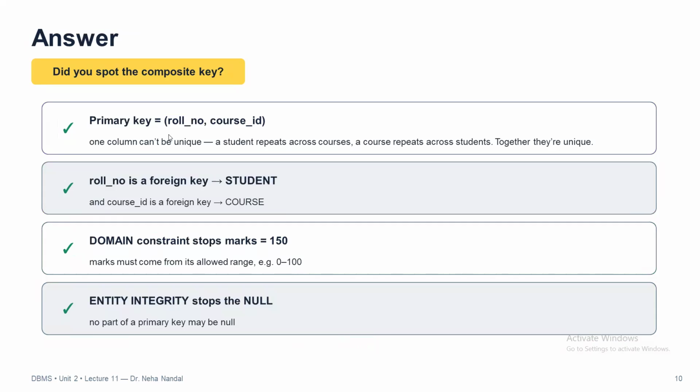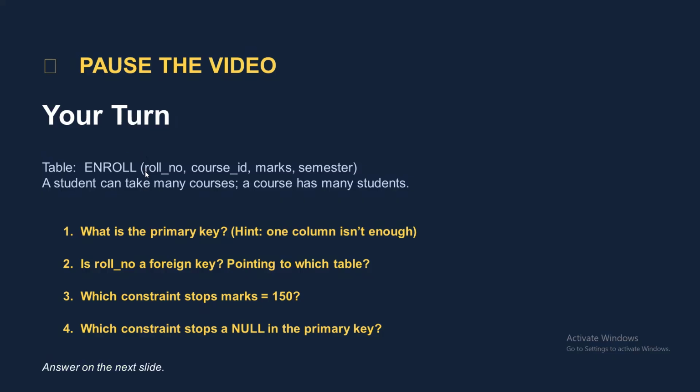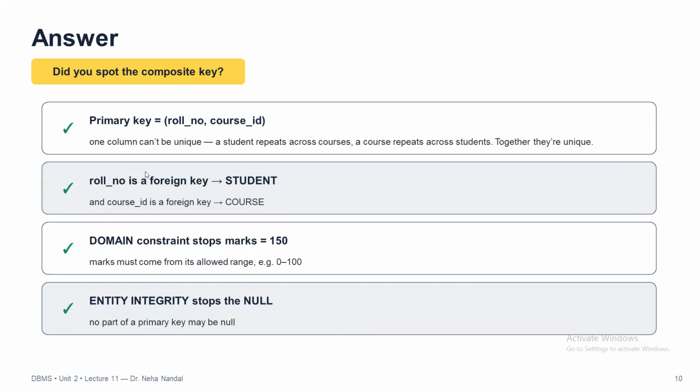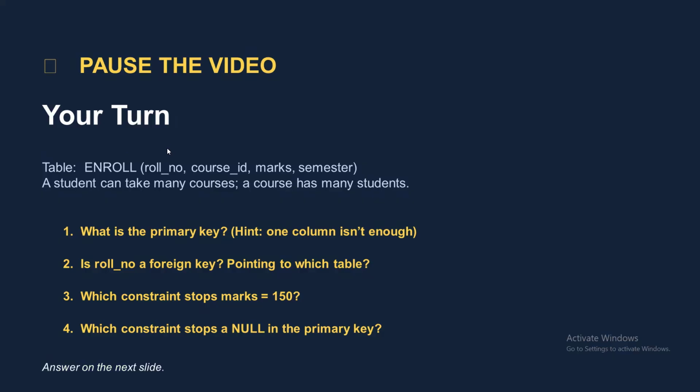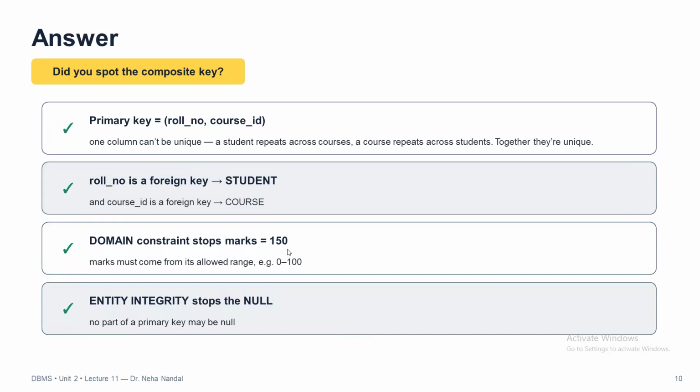So these are the answers. In this scenario, what will happen? Roll number, course ID, marks, and semester. Here, only roll number cannot become a primary key because a student is enrolling in some course. So we have to take a composite key, that means a combination of two keys. One roll number can take two courses also, and one course can be taken by two students also.